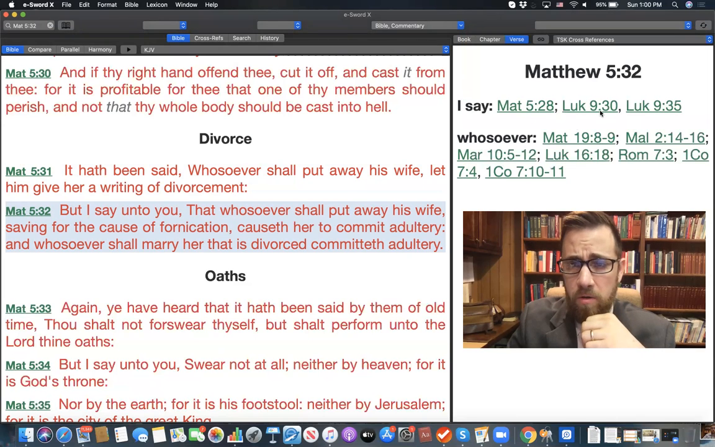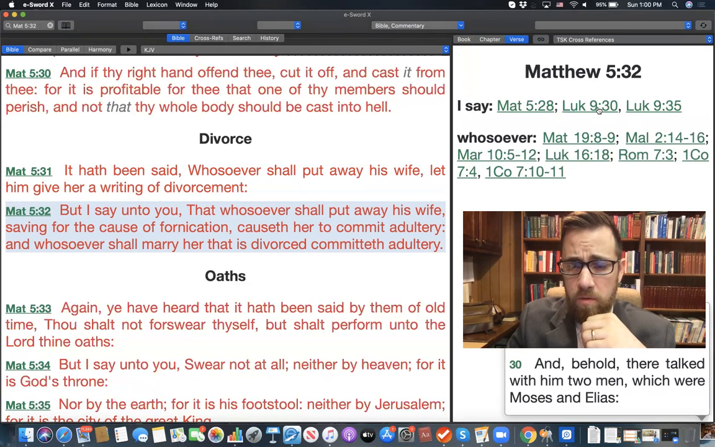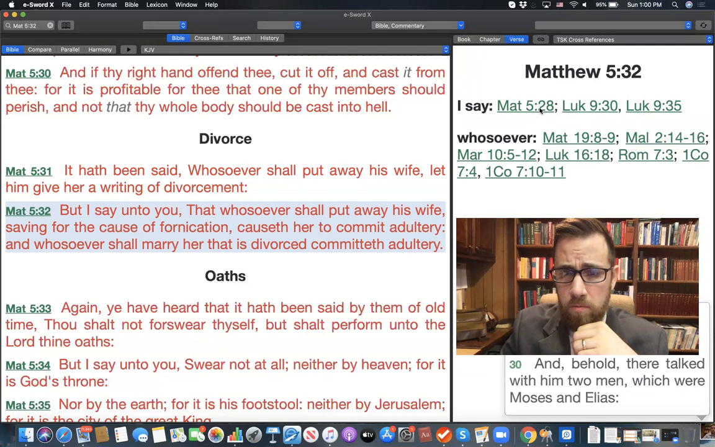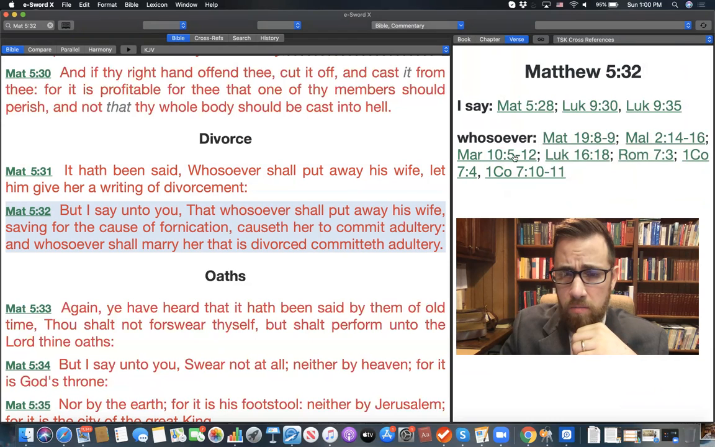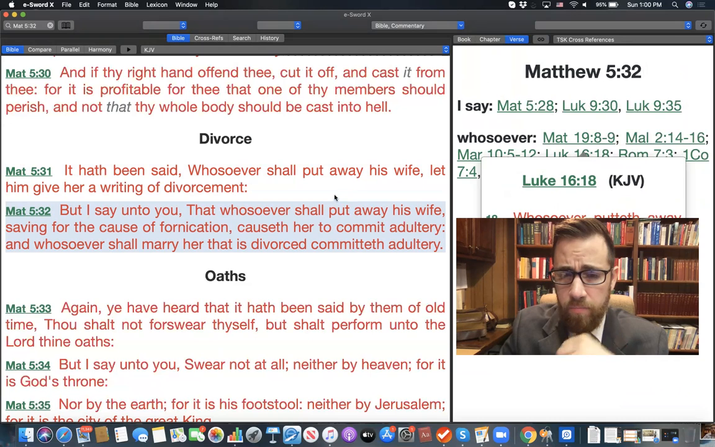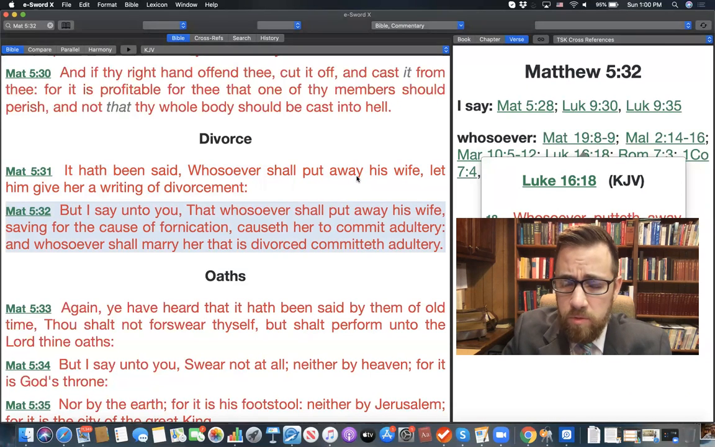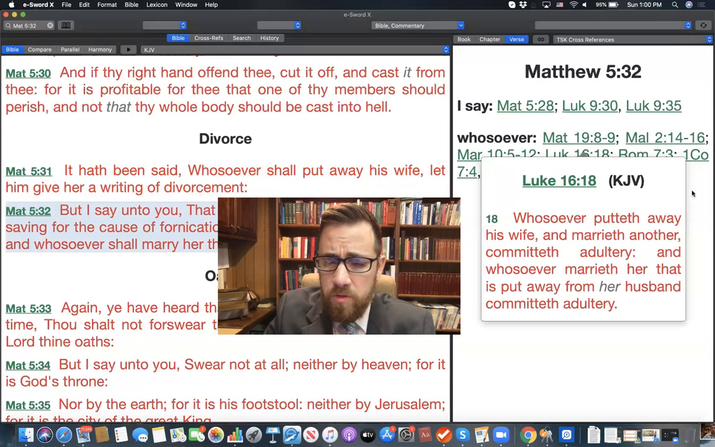Yeah, there's Luke 16. Whosoever puts away his wife. Yeah, Luke 16:18: "Whosoever puts his wife away and marries another commits adultery, and whosoever marries her that is put away from her husband commits adultery."